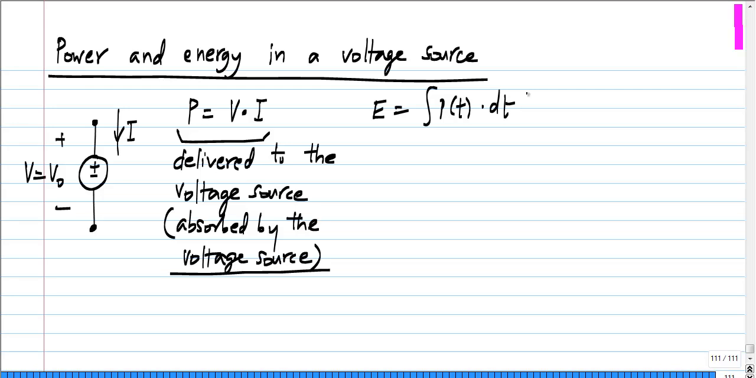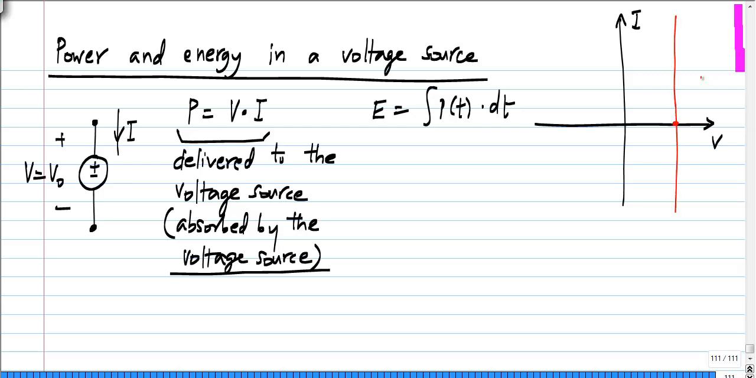Now, let me draw the IV characteristics of a voltage source. I will assume that this V naught is positive. We know from earlier discussions that the characteristic is a vertical line at V equals V naught. So, regardless of the current, the voltage is V naught. Now, if you look at the first quadrant, V is positive and I is positive, and the voltage source actually absorbs power because the product V I is greater than 0.